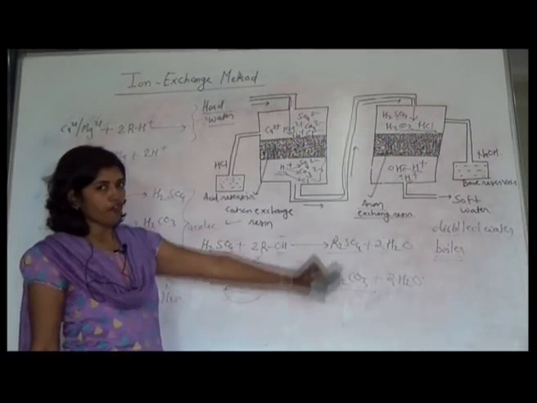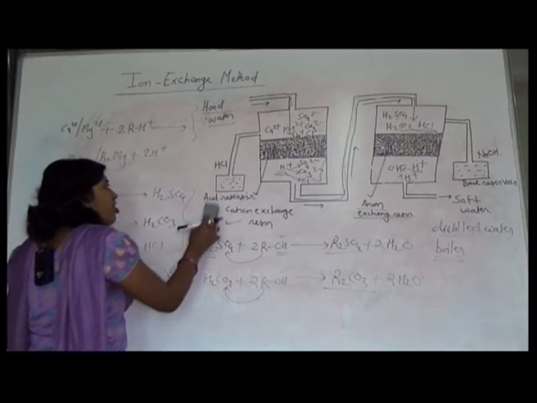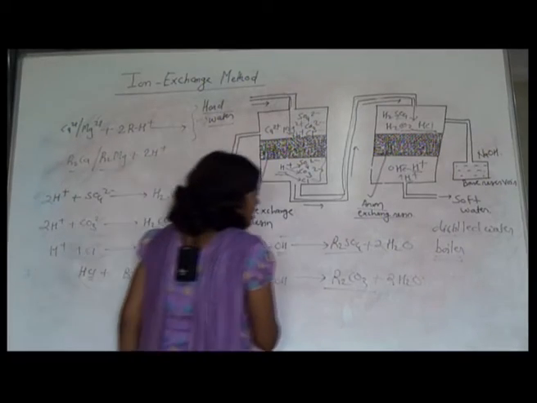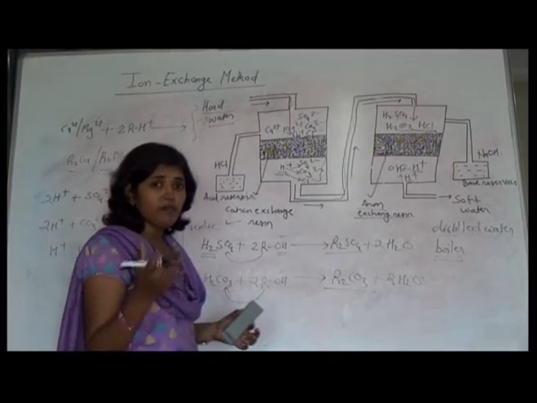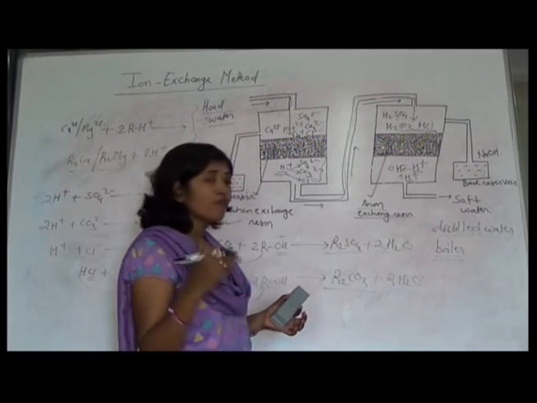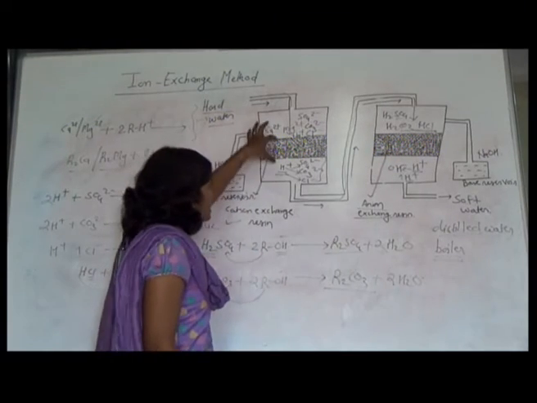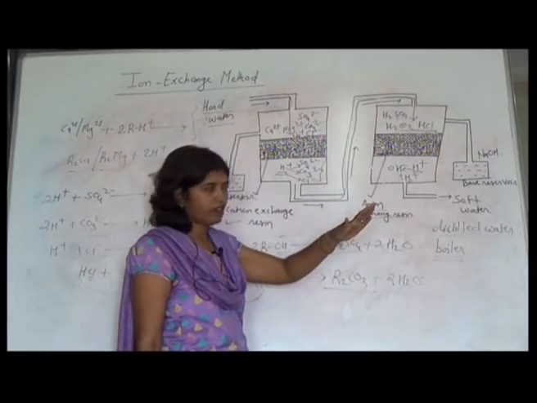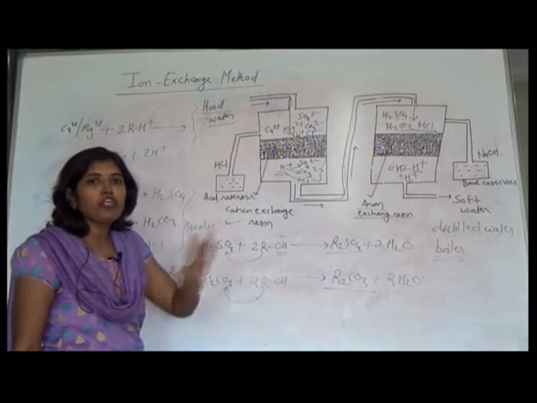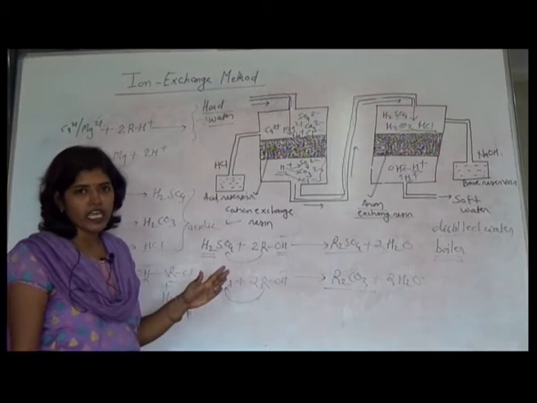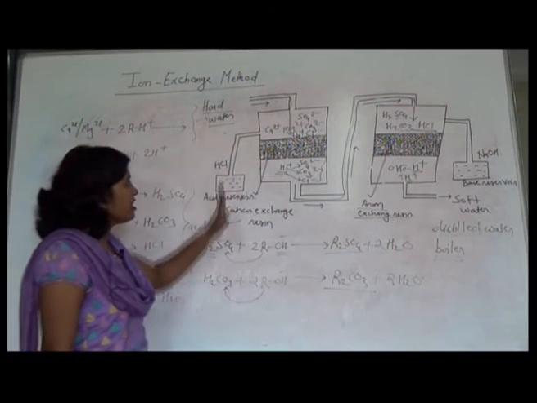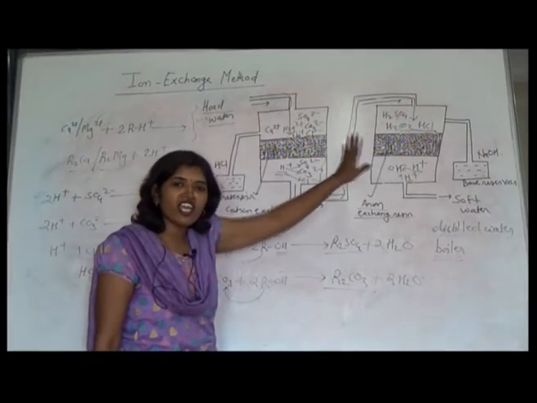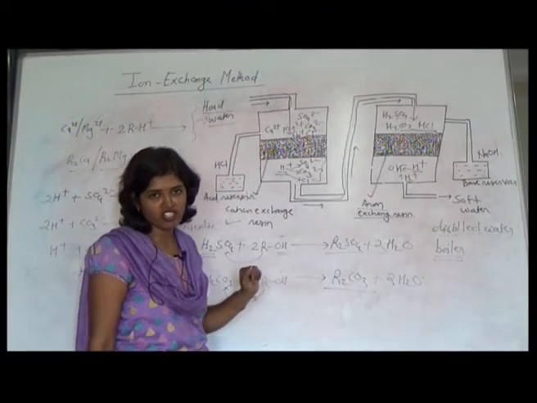Now that is about the softening method. What is the function of the acid reservoir or the base reservoir? Let's see. After some time of softening, the resin becomes inactive or stops functioning. It is not able to remove any cations or anions from the water. Its activity is lost. That stage is called the exhausted stage.